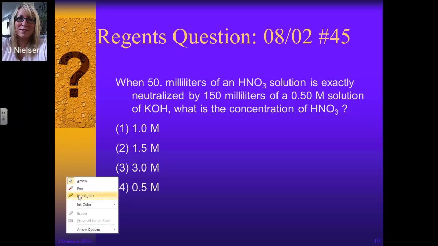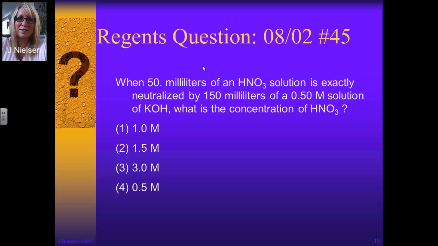In this problem, 50 milliliters of an HNO3 solution, so this is our VA, is exactly neutralized by 150 milliliters of KOH, so that's the base. So this is my VB and this is my MB. What is the concentration of HNO3? So we're looking for MA.